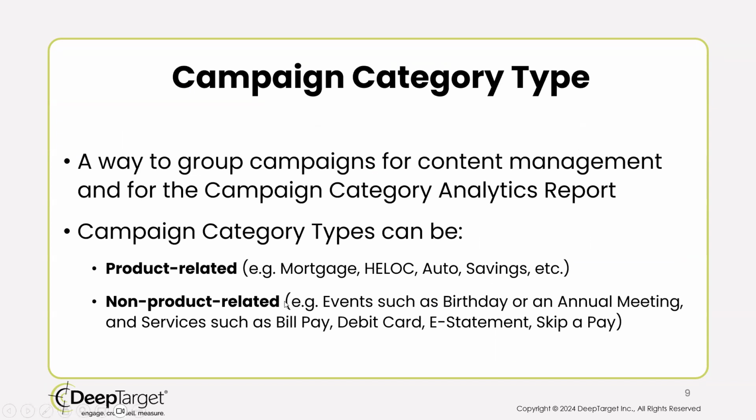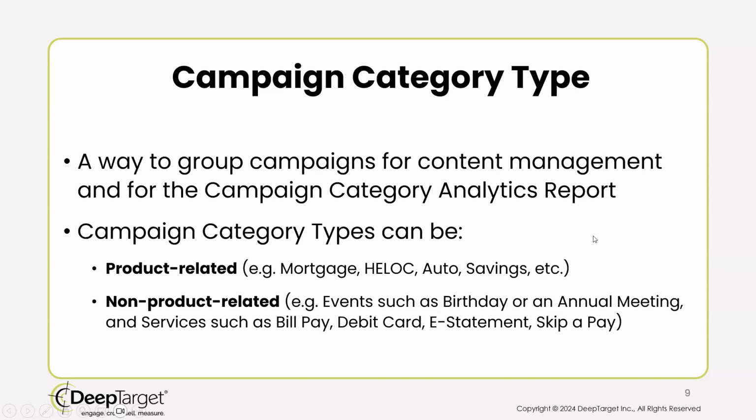So categories are different, because they can be product related, which are mortgage, HELOCs, savings, checking, all that, or non-product related, because you have events, might have an annual meeting, shred day or whatever, and your services. So you've got campaign categories that are not product related. That's the difference. The account types are product only, campaign categories are product and non-product.